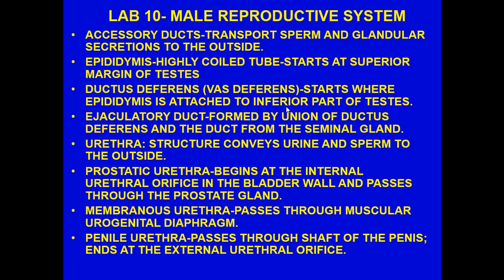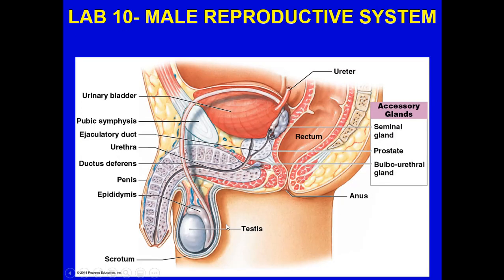The prostatic urethra begins at the internal urethral orifice in the bladder wall and passes through the prostate gland. So it's called the prostatic urethra. The membranous urethra passes through the muscular urogenital diaphragm. And then we have the penile urethra, which passes through the shaft of the penis and ends at the external urethral orifice. And you can see this pathway here.